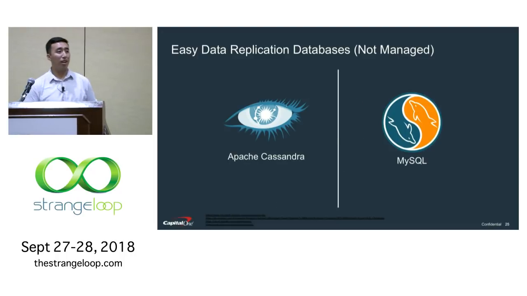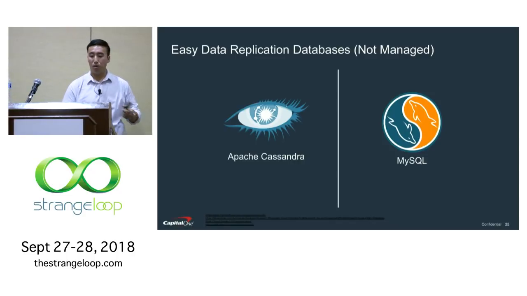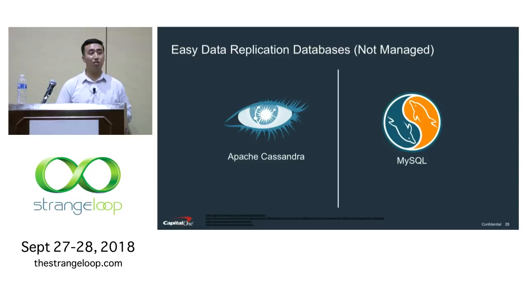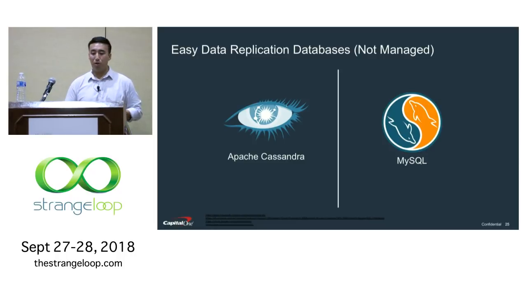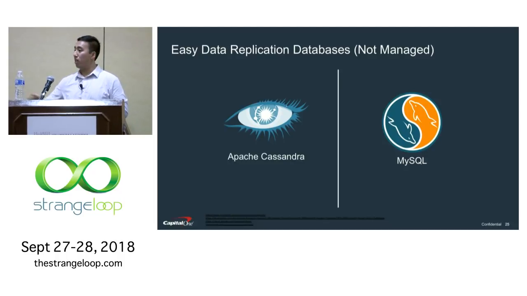If you don't want to go the managed route and don't want to be tied to a cloud provider, there is Apache Cassandra and MySQL. And the reason why I want to point these guys out is because Cassandra is heavily used at Capital One, and Netflix has also stated use of Cassandra for cross-region master-master data stores. And MySQL is used for GitHub's global data store, as well as for a variety of uses from Capital One.